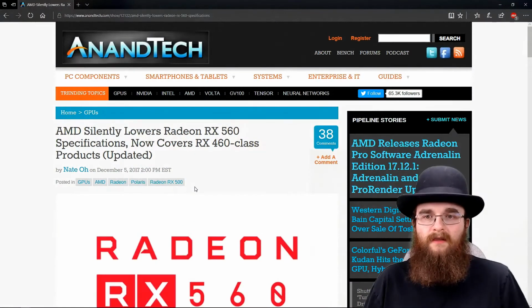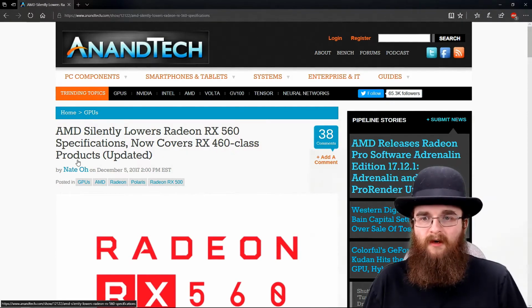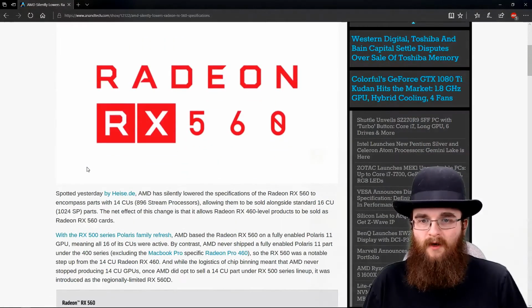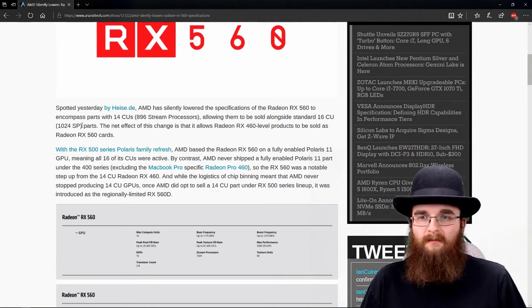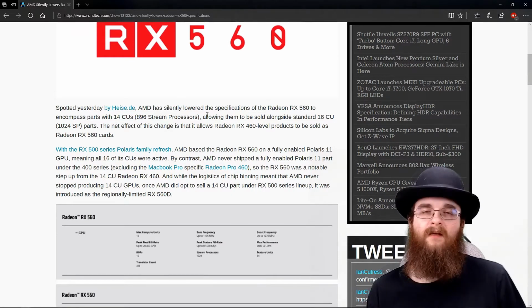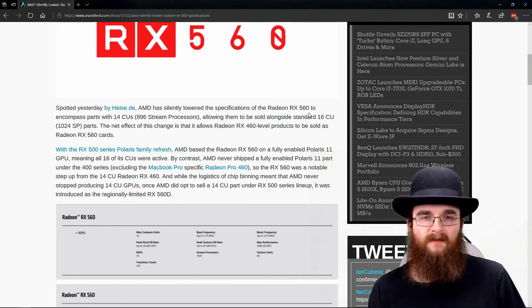Okay, and our final article here is from AnandTech. AMD silently lowers Radeon RX 560 specifications, now covers RX 460 class products. Womp womp womp. So AMD slightly lowered the specifications of the RX 560, encompassing parts with 14 CUs and 896 stream processors, and allowing them to be sold alongside the standard 16 CU 1024 stream processor parts.